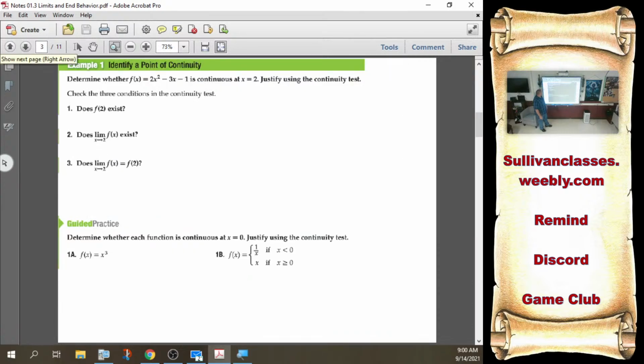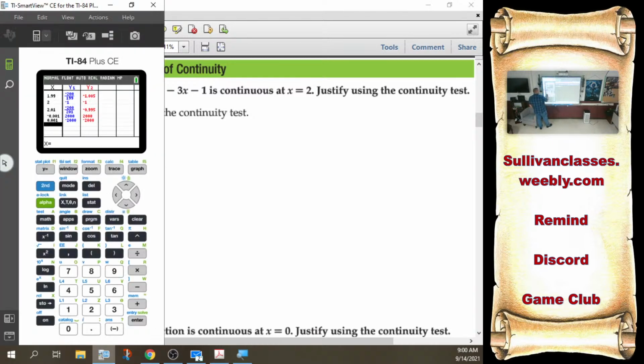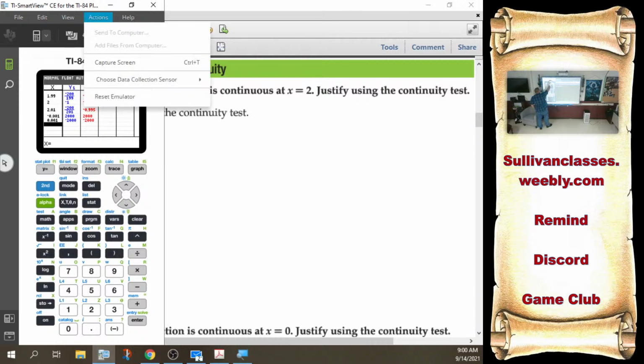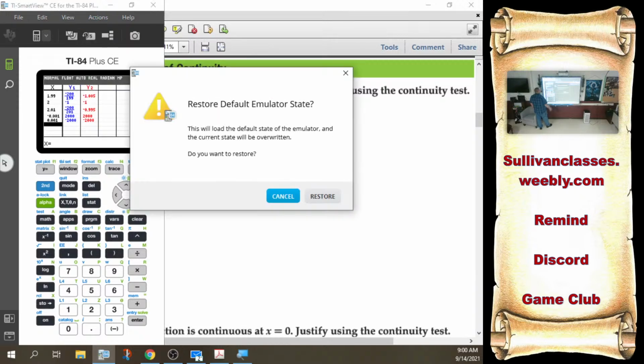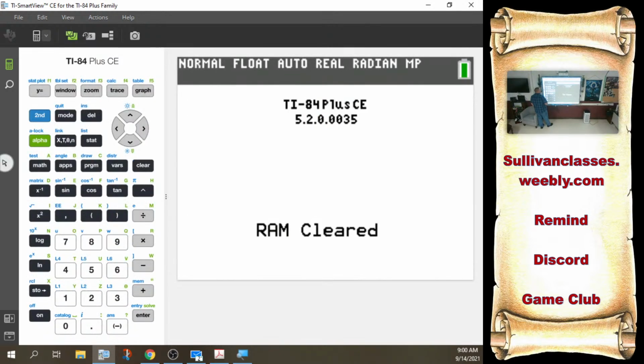So, justify with the continuity test. Determine whether this function is continuous at x equals 2. So one more time, grab the calculatron, type in the function. I don't want to reset, deal with everything, okay? What is that, 2x squared minus 3x minus 1? Okay. Go to y equals, come on you.